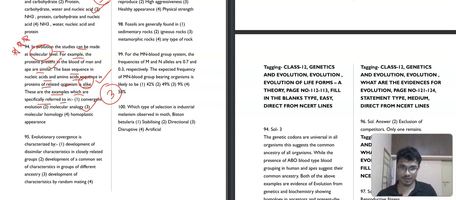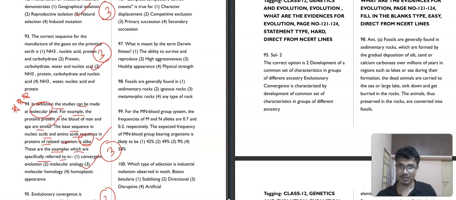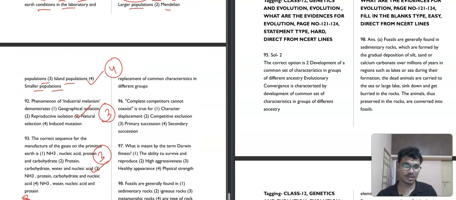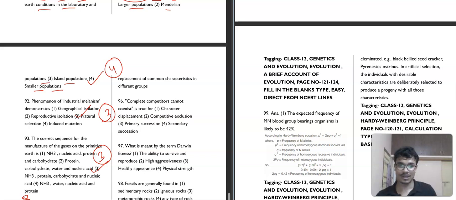Then question number 95. Evolutionary convergence is characterized by development of dissimilar characteristics in closely related groups, or development of common set of characteristics in groups of different ancestry. It is the correct answer. Evolutionary convergence, second option is our correct answer. If you attempt this paper, you can do any question of evolution. I can't see this paper sparing any topic of evolution. Everything is there.